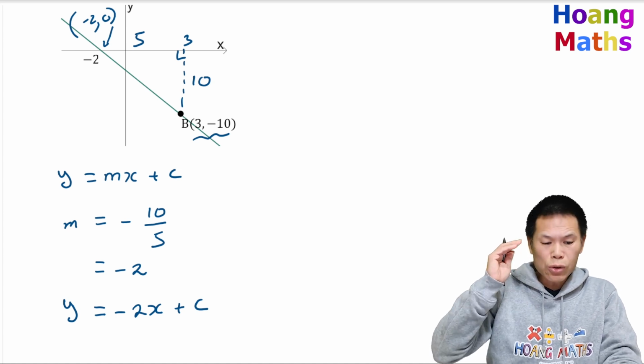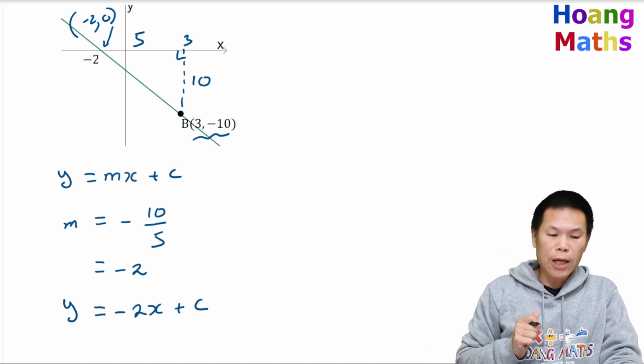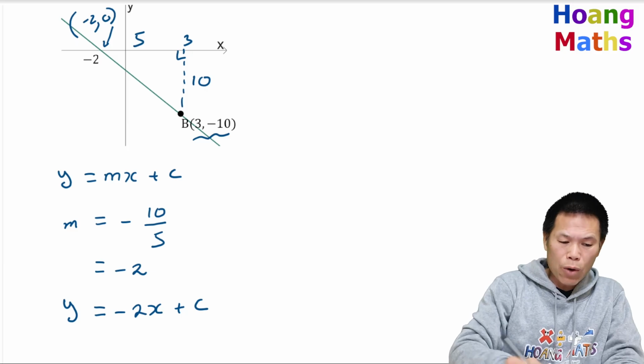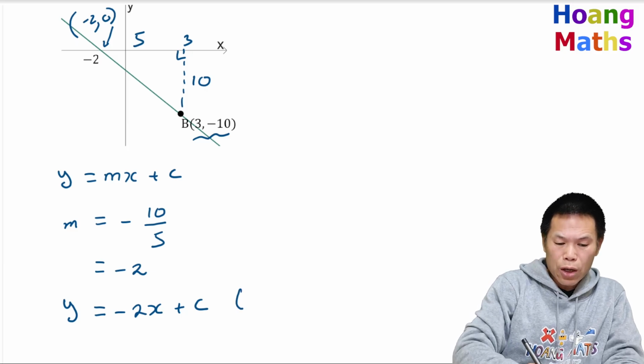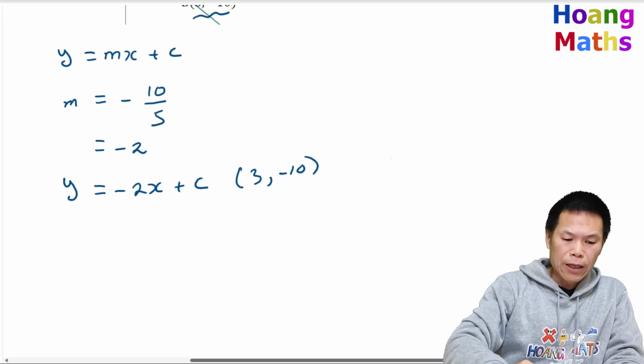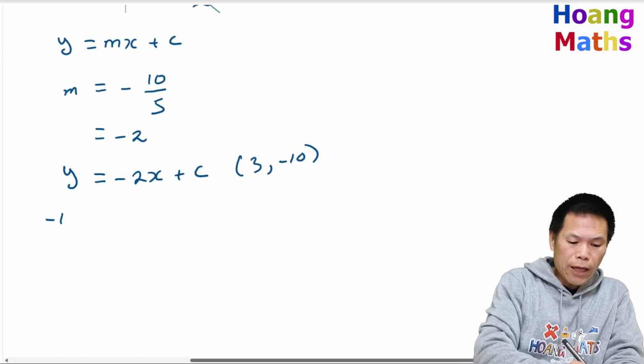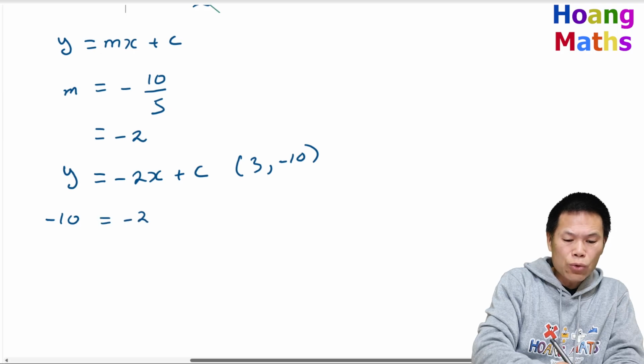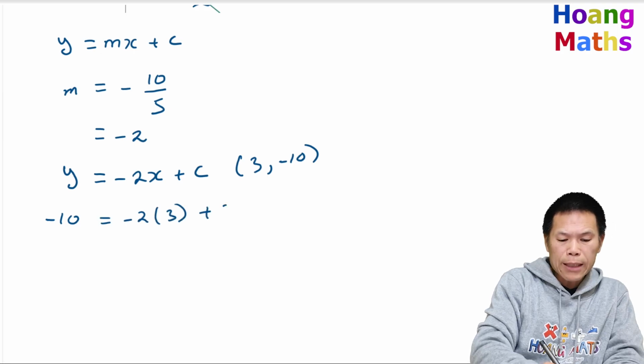So let me just use 3, negative 10 this time. It doesn't matter what point you use. So just go 3, negative 10. So when x is 3, y is negative 10. So that is negative 10 equals negative 2 lots of 3 plus c.